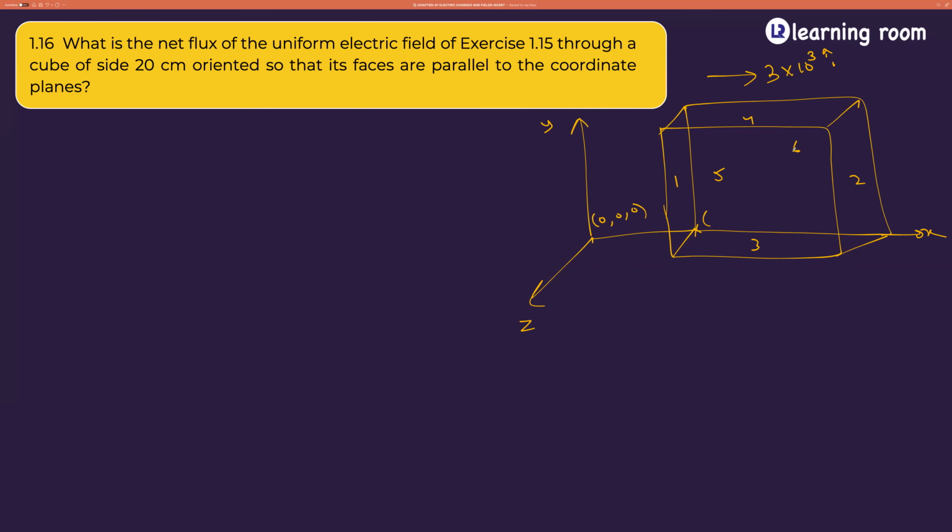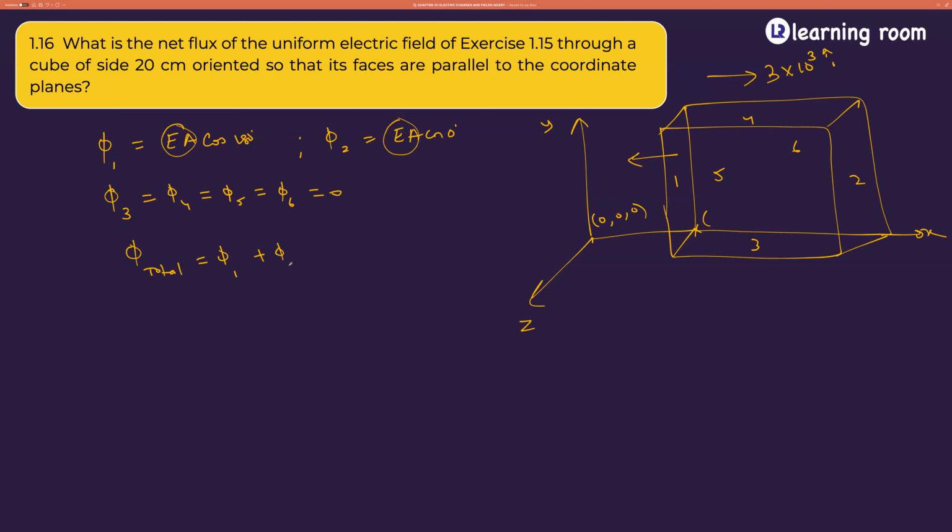So the flux through the first surface, how much is it going to be? Flux through the first surface will be E into A into cos of 180. What is the flux through the second surface? E into A into cos of 0 degrees. I hope it is clear. Flux through the third, fourth, fifth, and sixth is going to be 0. And E and A have the same value. We know that cos 180 and cos 0 have exactly opposite values. So when you write the total flux, what will happen?